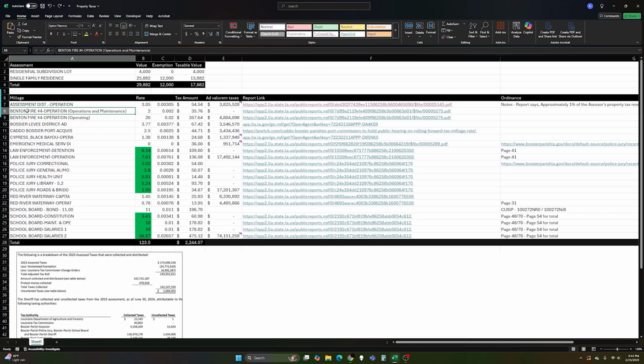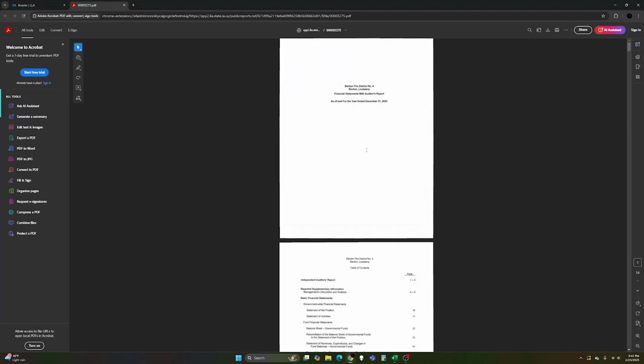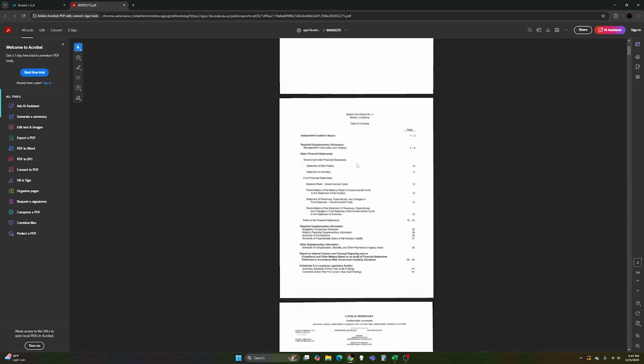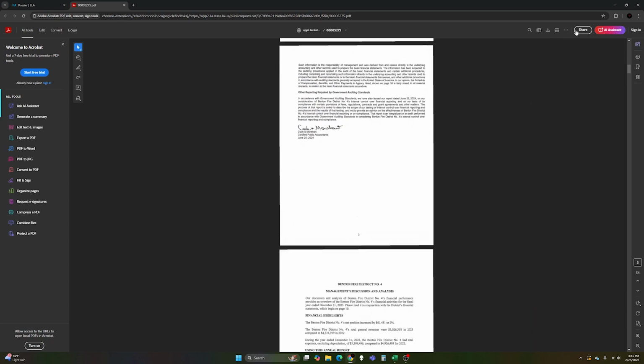So next we have the Benton Fire District number 4. That's us. So same thing, we can click on this one. It doesn't break down how much goes to each. We can do simple division if we wanted to. So same thing with this one. We can go to Ad Valorem.